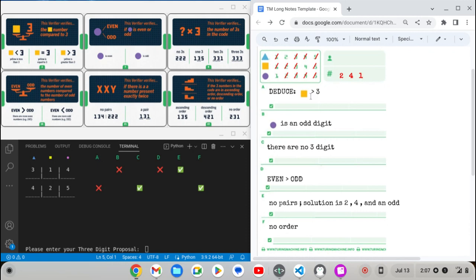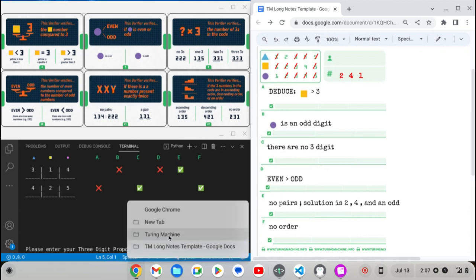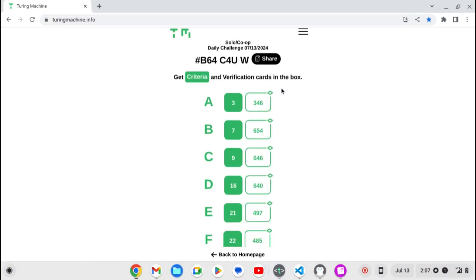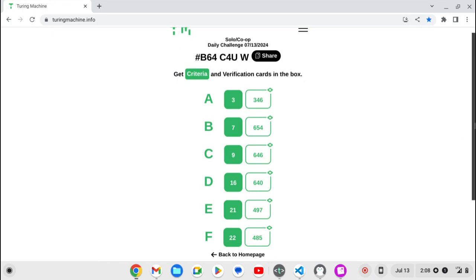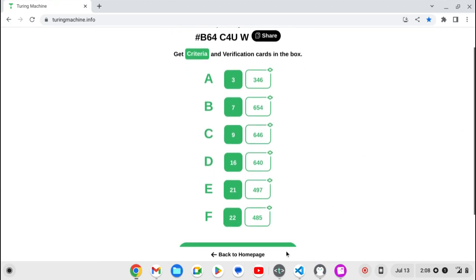Okay, and so let's just quickly run through it as a review. Yes, the square digit, the middle digit, is greater than 3. The last digit is odd. There are no 3s, that's right. There are more evens than odds. No pairs, all are distinct. And no order. Yep, looks good. So let's go ahead and confirm that on turingmachine.info, and that we have 2, 4, 1 as a solution.